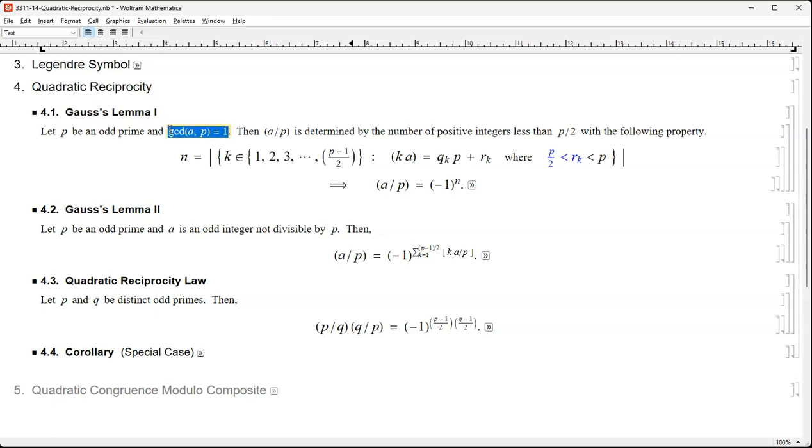I can rewrite this as p does not divide a, like this. As long as p is prime, p does not divide a, a and p are relatively prime, and a is non-zero mod p, those three things are equivalent. They're the same, and depending upon which is more convenient, we use one over the other.